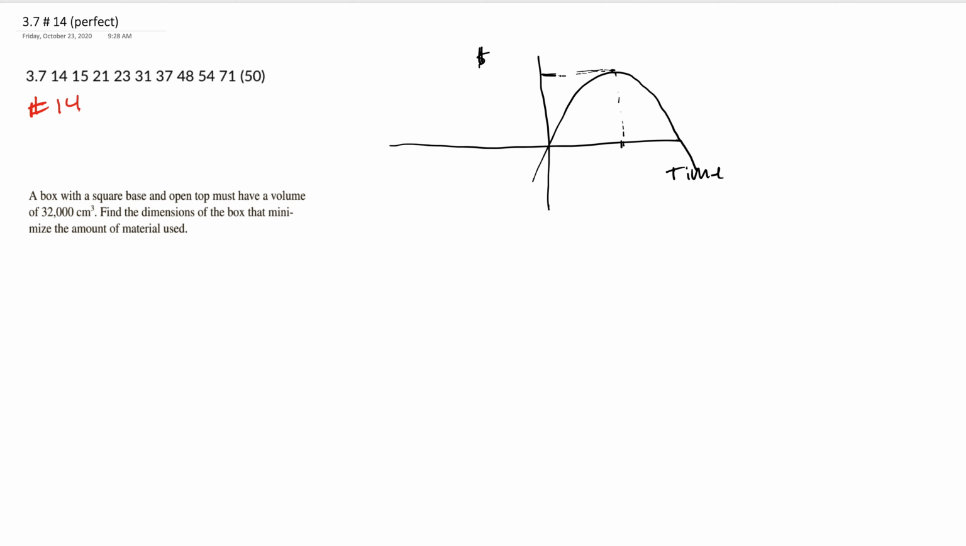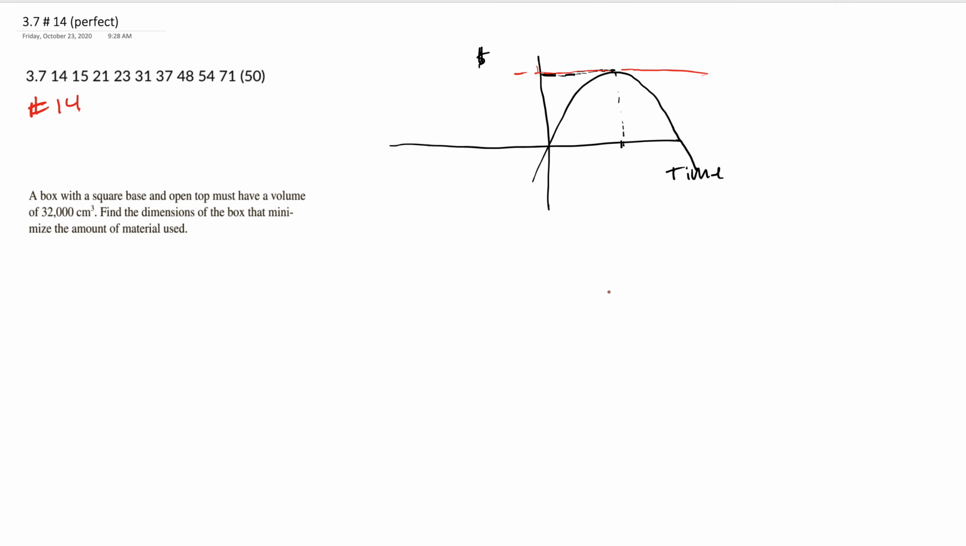But it also occurs, the vertex is the place where your derivative is equal to zero, where the horizontal tangent, where the tangent to the curve is horizontal. That's where the maximum is going to occur. Okay, so that's something to think about.